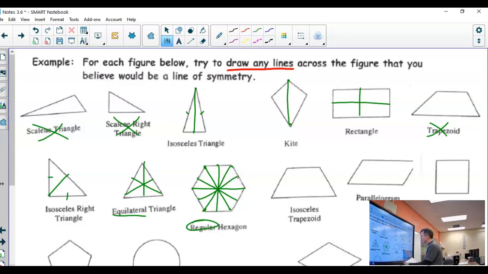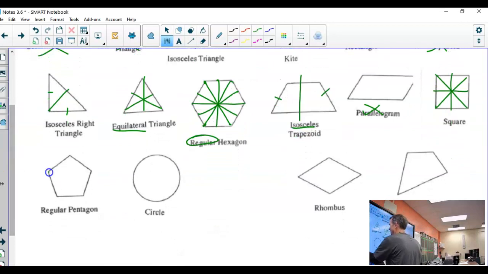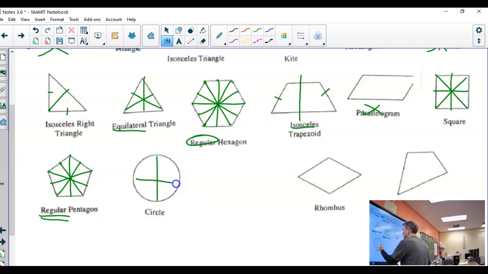Boom. Isosceles again, which means 2 sides equal. These 2 sides are equal. It has 1. The parallelogram does not. The square actually has 4. Bam. Down here, the regular pentagon. Regular, I'll talk about in a second what that means if you don't know. It actually has 5. The circle. Oh my, the circle. Right? The circle actually has infinitely many lines I could draw.